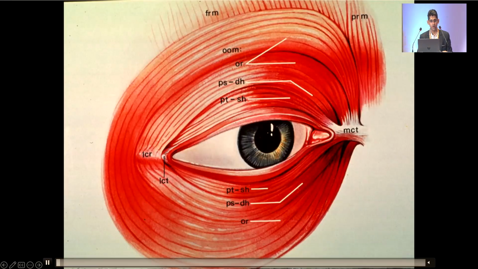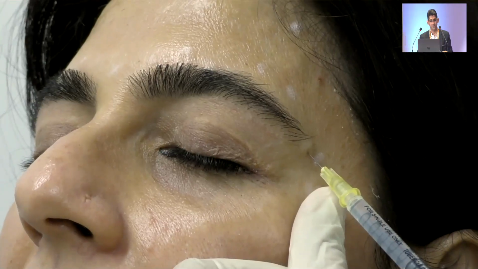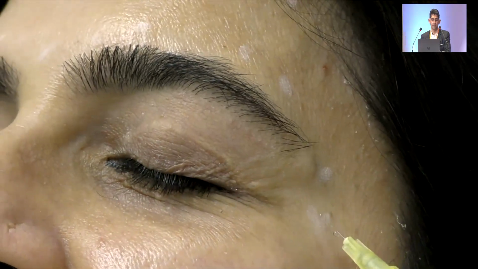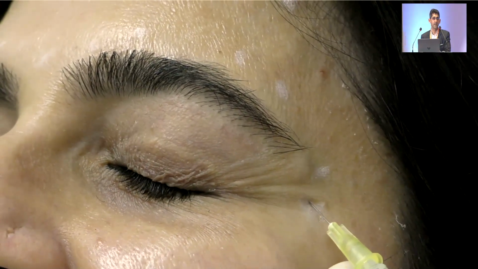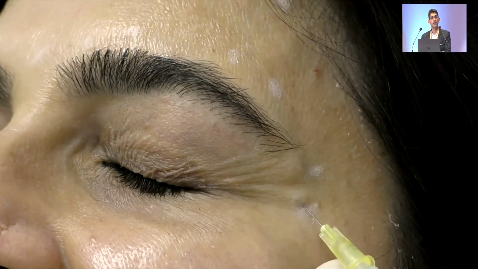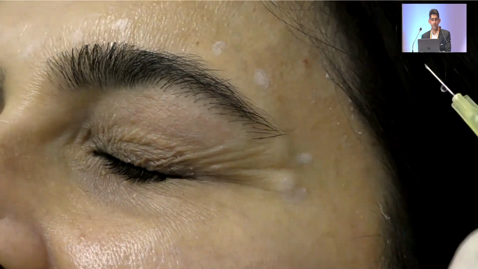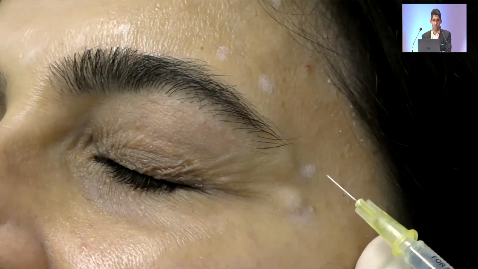This is a short video which shows how crow's feet injection is done in a patient. So this is the topmost point. Now, if you are comfortable, you can inject with the needle pointing towards the globe, but as beginners, I would advise that you inject from the opposite direction where the needle is pointing away from the globe, and you can keep a finger within the orbital rim. Now this is the midpoint which was injected.